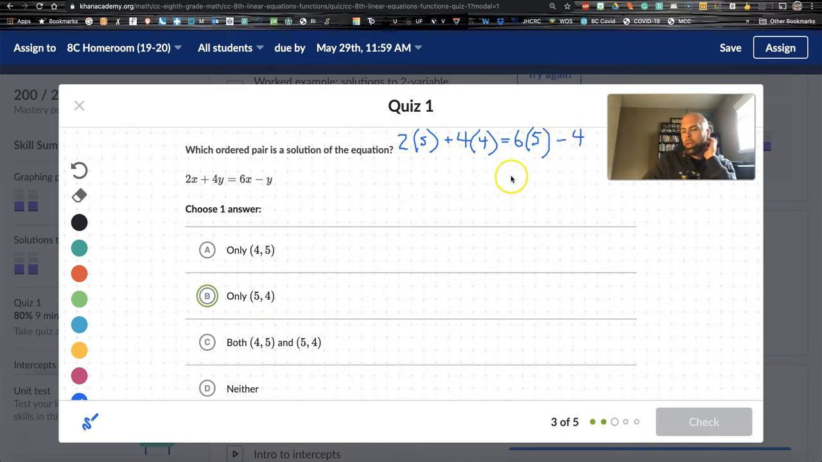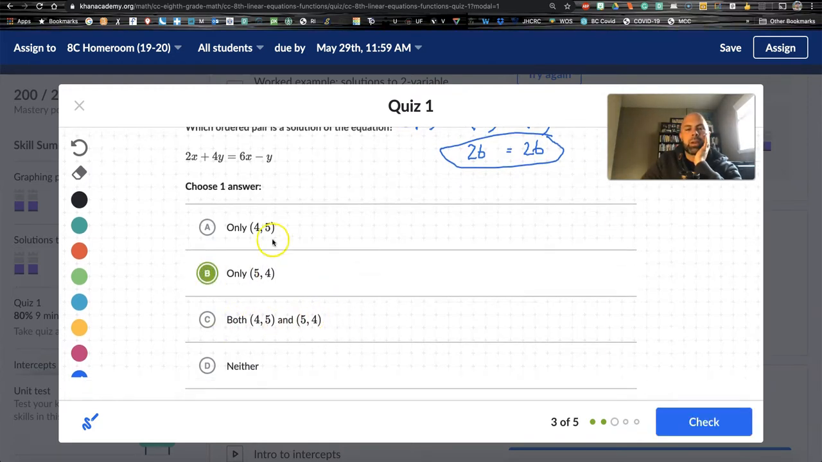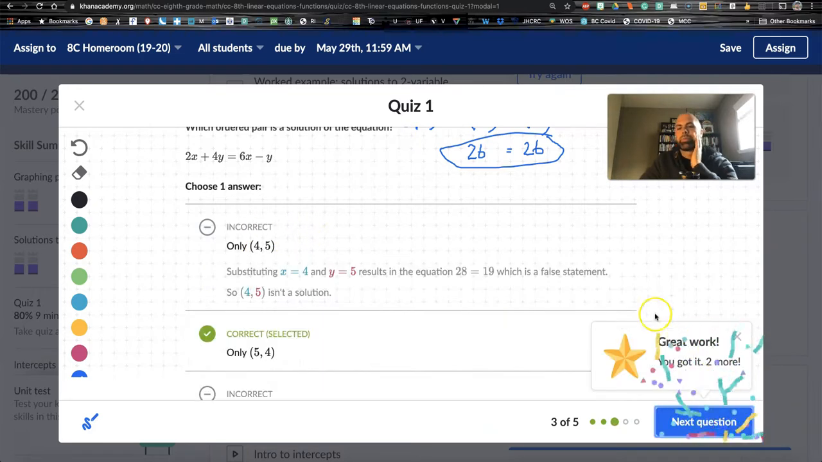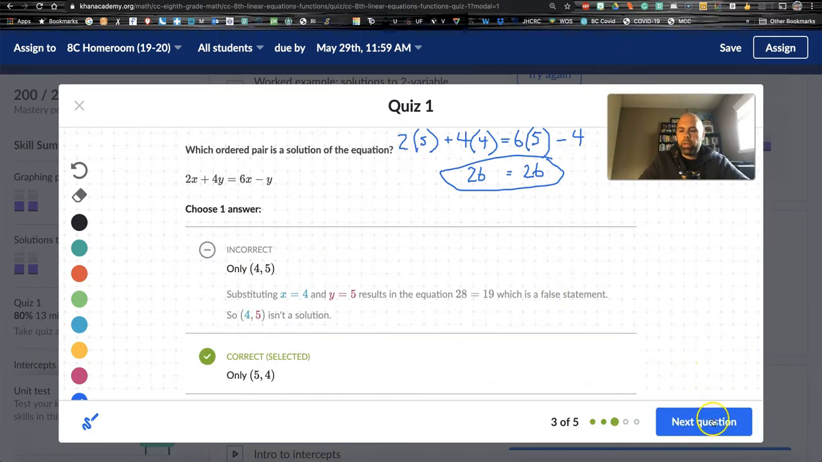6x, right? We need to put in the 5. Minus y is the 4. Okay. Alright, so 2 times 5 is 10. Do I need to write the 10 there? Hopefully not. 2 times 5 is 10, plus 4 times 4 is 16. So 10 plus 16 is 26. That's what we've got on this side. And, look what we've got here. 6 times 5 is 30. Minus 4 is 26. This is a true statement. So B is correct. Obviously, C cannot be correct because 4, 5 does not work. All right. Okay, feeling good.